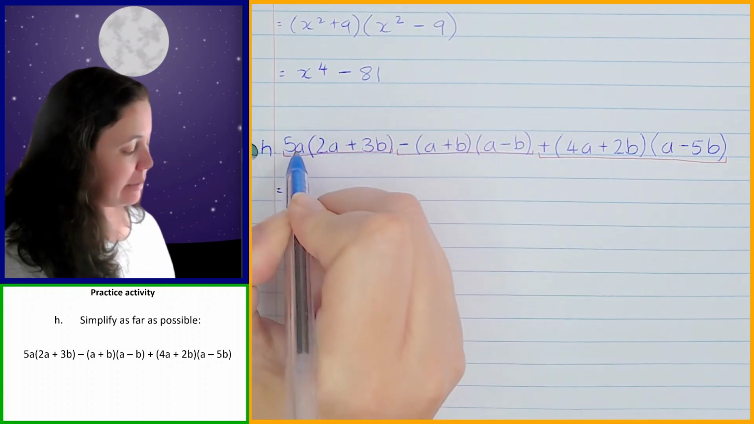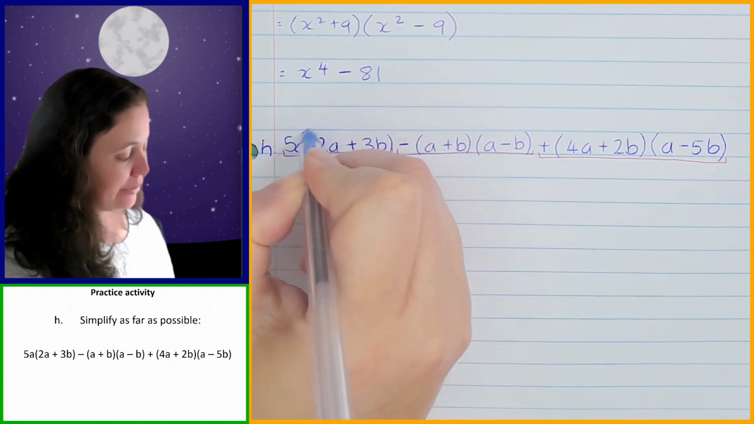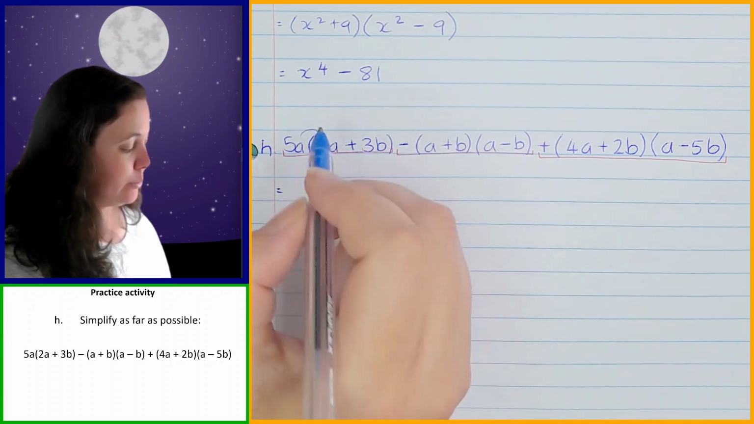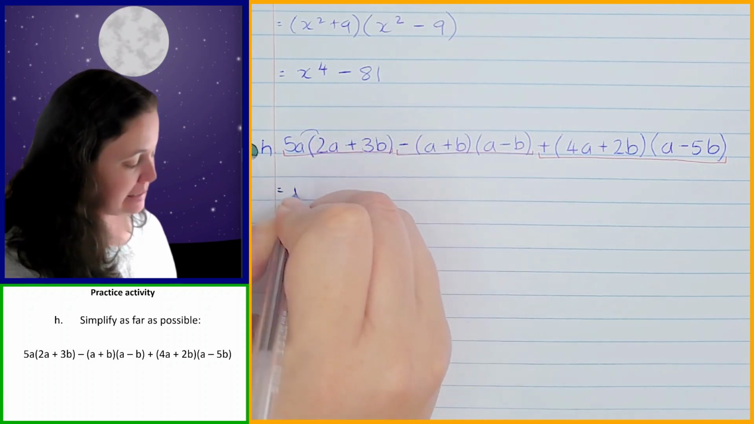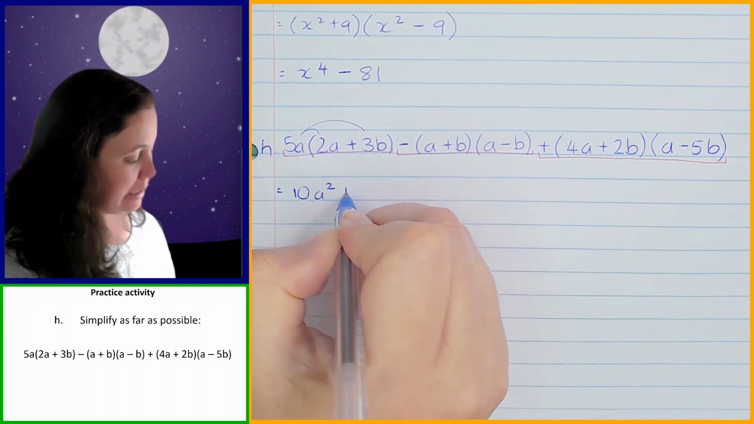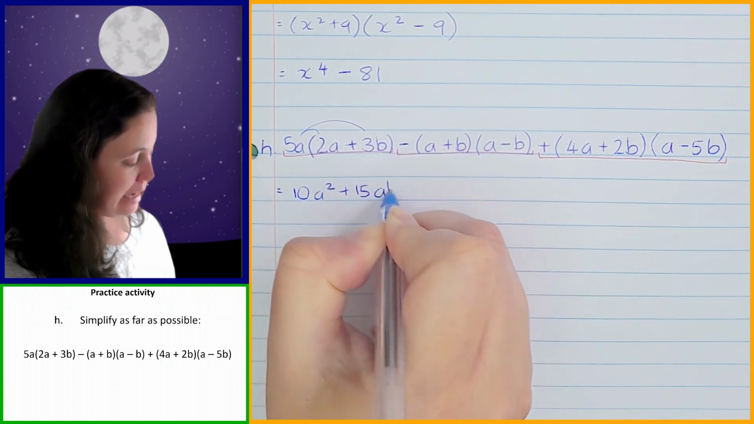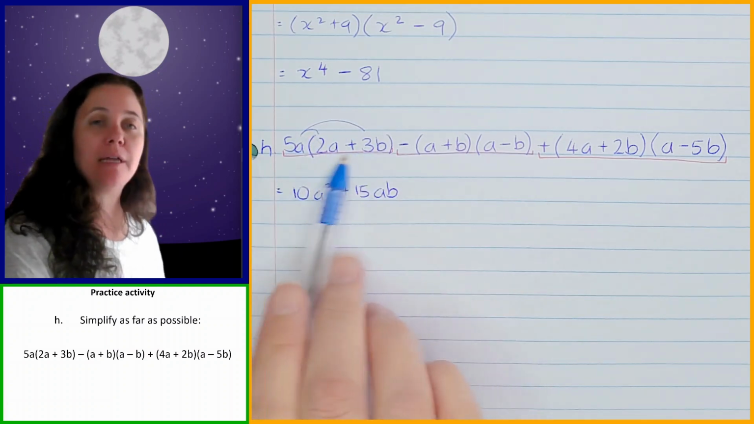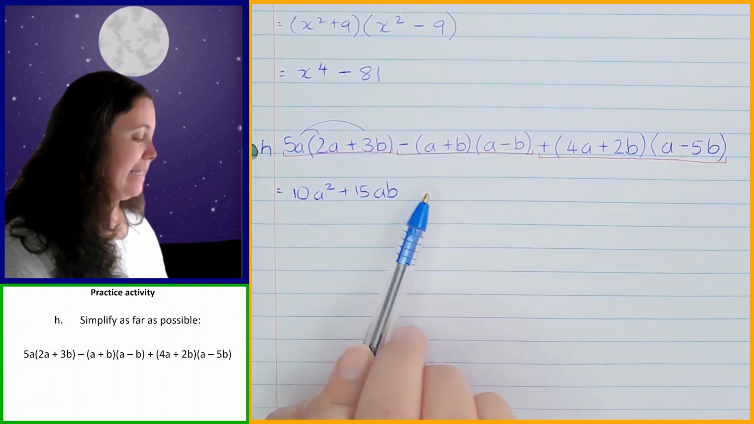So over here, I'm going to multiply my 5a into the bracket. Over here, I've just got a monomial multiplied by a binomial. So 5a times 2a is 10a squared, and then 5a times 3b is plus 15ab. Okay, so now I can't do anything else with that. Now I go on to my next term.